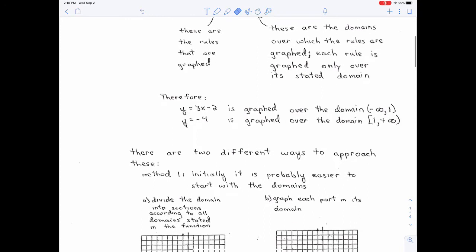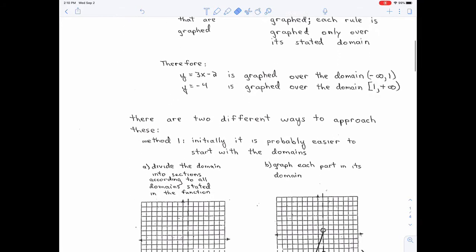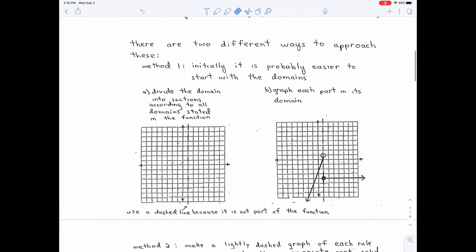So in this case, we're going to graph 3x minus 2 over the domain negative infinity to 1, and then negative 4 from 1 to positive infinity. I'm going to give you two different ways to approach this, and I've already graphed it for you here.